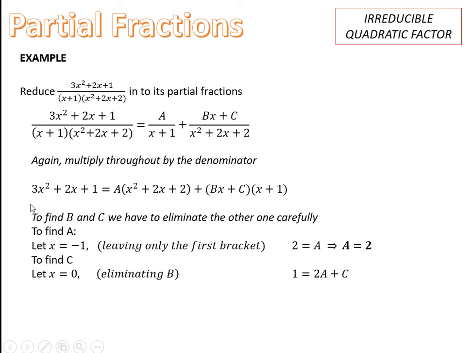Letting x equal to 0. On this side, we get 0 plus 0 plus 1, which is just 1. 0 plus 0 plus 2 gives us 2a. And then 0 plus c, which is c, times by 0 plus 1, which is 1, gives us c. Okay, so 1 equals 2a plus c. Now that we already know what a is, we can substitute that in to find what c is. So 1 equals 4 plus c.